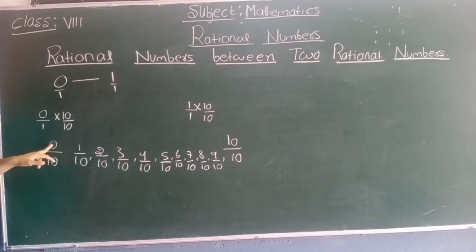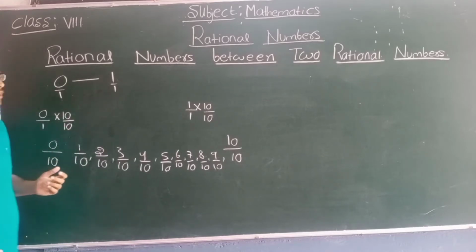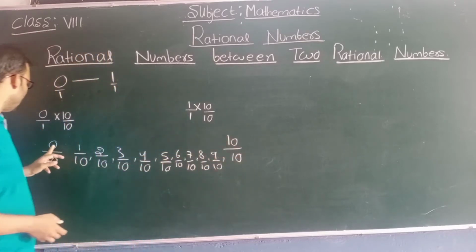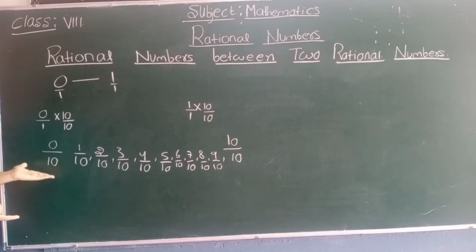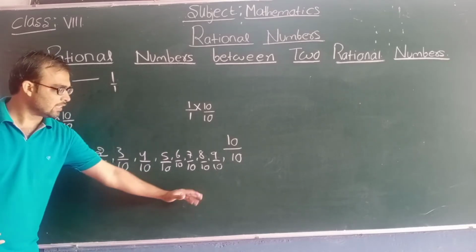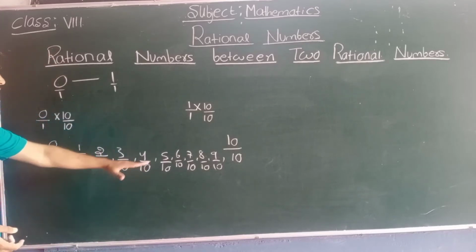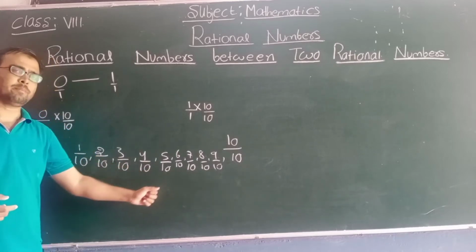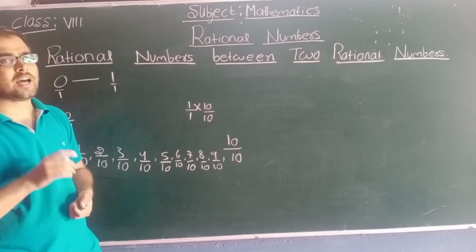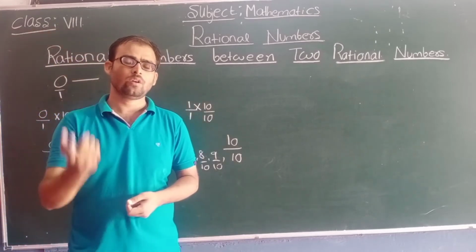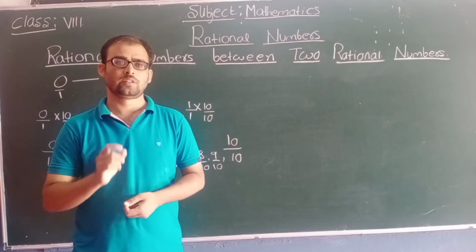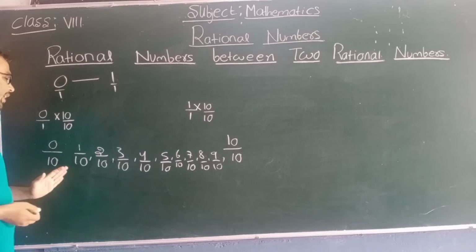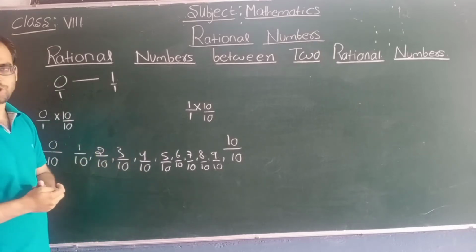Now look at here. 0 divided by any number is 0 only, and 10 divided by 10 is 1 only. So these are the numbers between 0 and 1. How many numbers are these? There are 9 numbers. But you should not think that there are only 9 numbers between 0 and 1. There are infinite numbers. Infinite means uncountable. So there are infinite numbers between any two rational numbers.